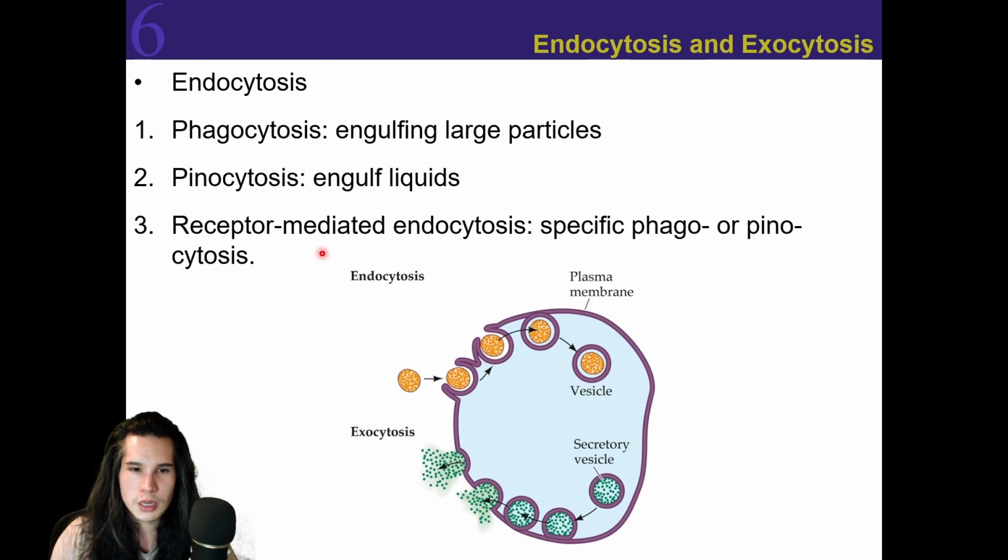And then you also have receptor-mediated endocytosis, and that's kind of what I was talking about before. Let's say you have a certain ligand or signaling molecule on the surface of some kind of microbe, for example. Let's say it binds to or interacts with a certain receptor site that would signal for your cell to eventually engulf it and then package it into a vesicle once it enters the cell. So that's going to be specific phagocytosis or pinocytosis.